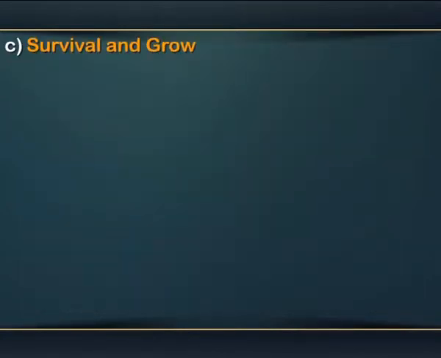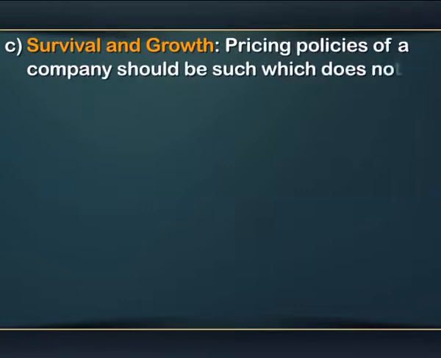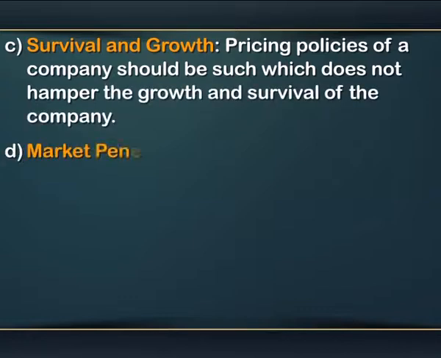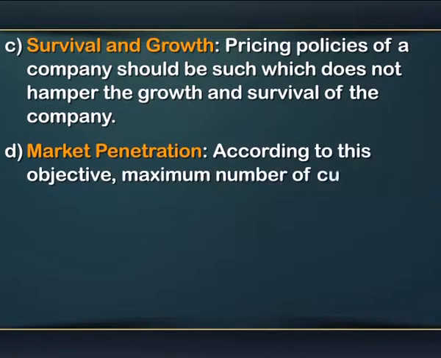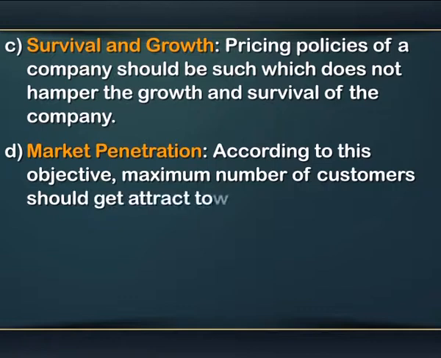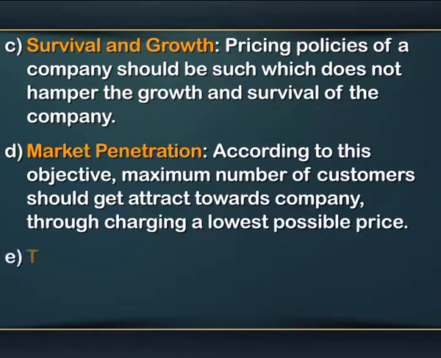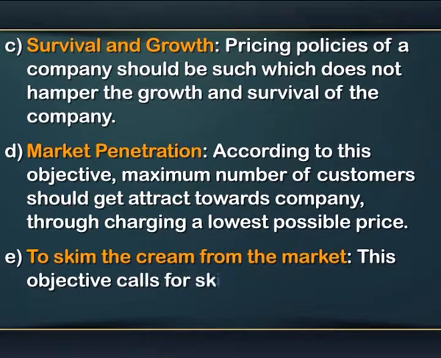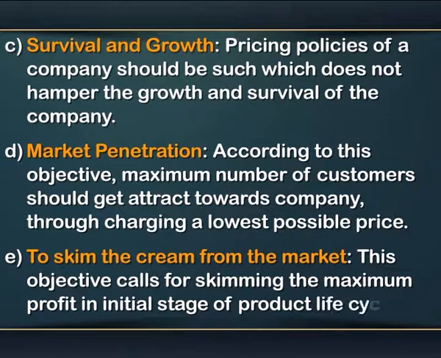C. Survival and growth. Pricing policies of a company should be such which does not hamper the growth and survival of the company. D. Market penetration. According to this objective, maximum number of customers should get attracted towards company through charging a lowest possible price. E. To skim the cream from the market. This objective calls for skimming the maximum profit in initial stage of product life cycle.